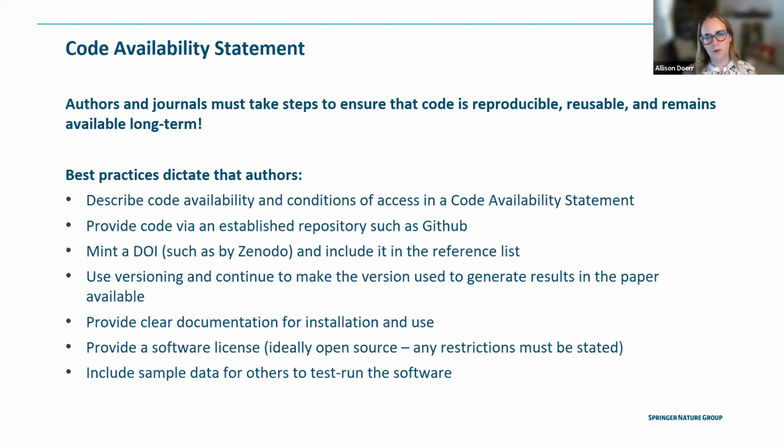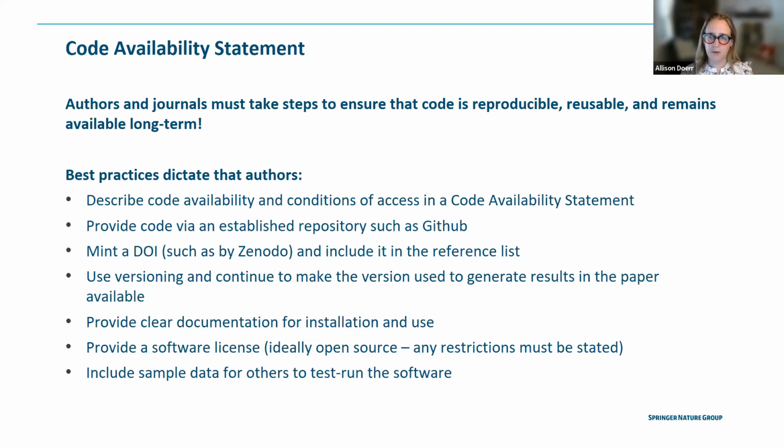And so if authors do have code in their paper, we will ask them to fill in a code availability statement. This is part of the methods section of the paper. And basically it describes where the code availability, conditions of access, and where the code can be found. So best practices dictate that authors are providing the code via an established repository, such as GitHub. They're minting a DOI for that code and including it in the reference list of the paper, so it's easy to find, and so it's citable.